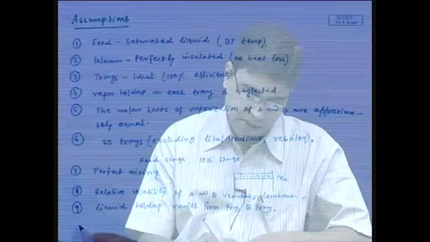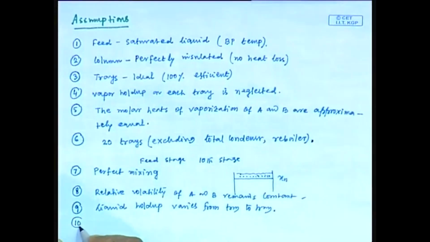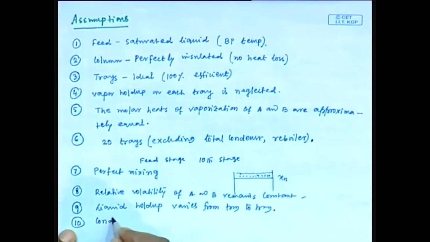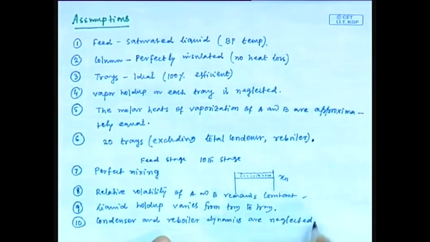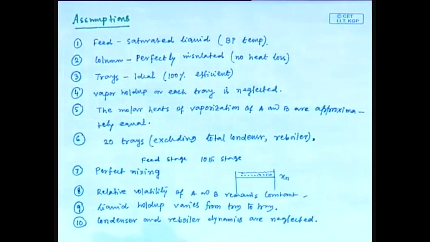Fine. Last assumption, the 10th: condenser and reboiler dynamics are neglected. We are not considering the dynamics of condenser and reboiler. So, based on these 10 assumptions, we will develop the model for the binary distillation column.